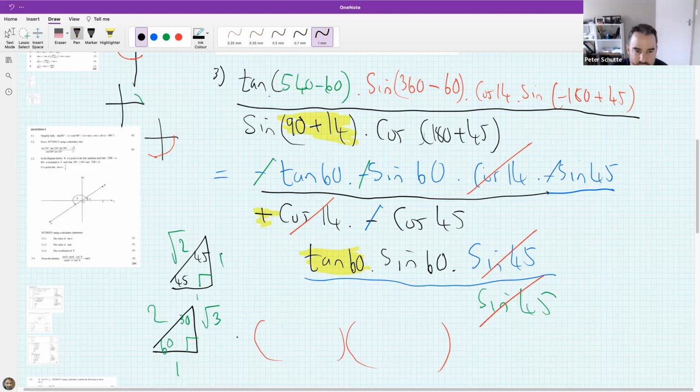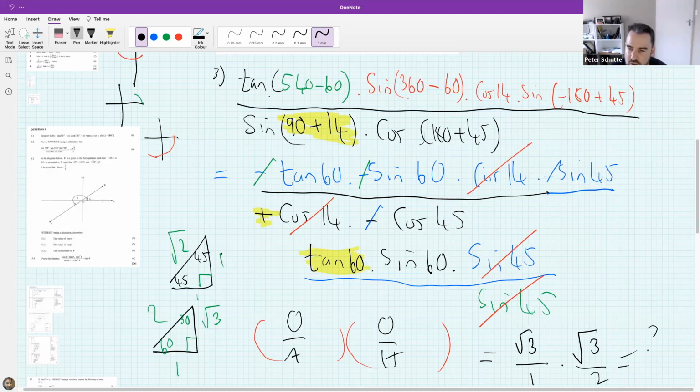And so we go, the tan of 60 is going to be O over A for that triangle. And the sine of 60 is going to be O over H. And what do we have for O? We've got root 3 over 1 times root 3 over 2, which is going to give us 3 over 2.